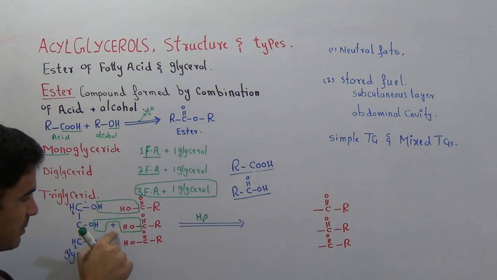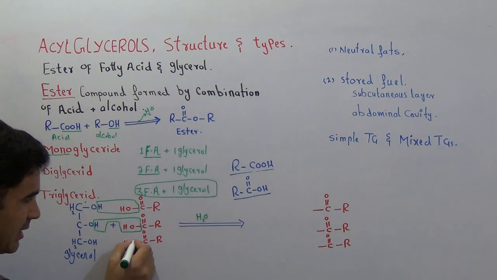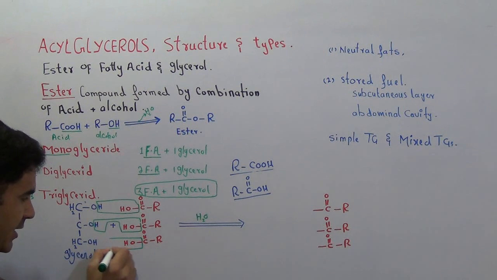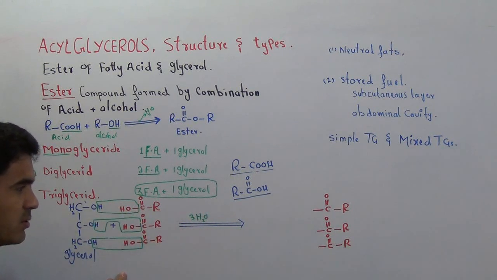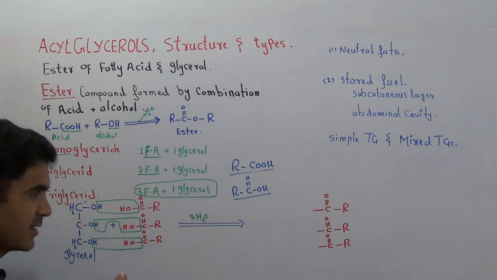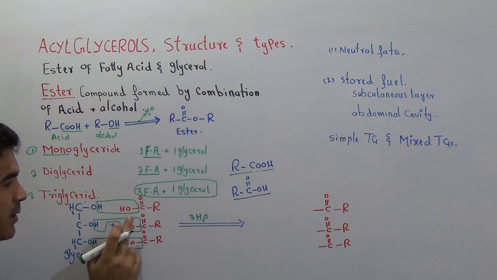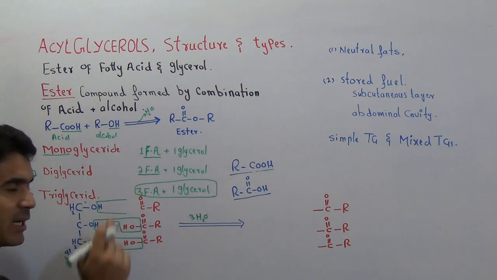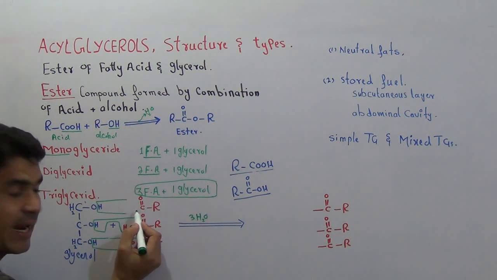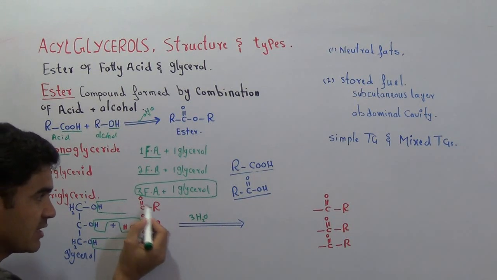Again, this will be another water molecule, and here this OH will be removed completely, and here only H will be removed. So a total of 3 H2O molecules will be released. And look what will happen. If you remove this OH completely, the carbon will become electron deficient, because it had 4 bonds, now it has 3 bonds.